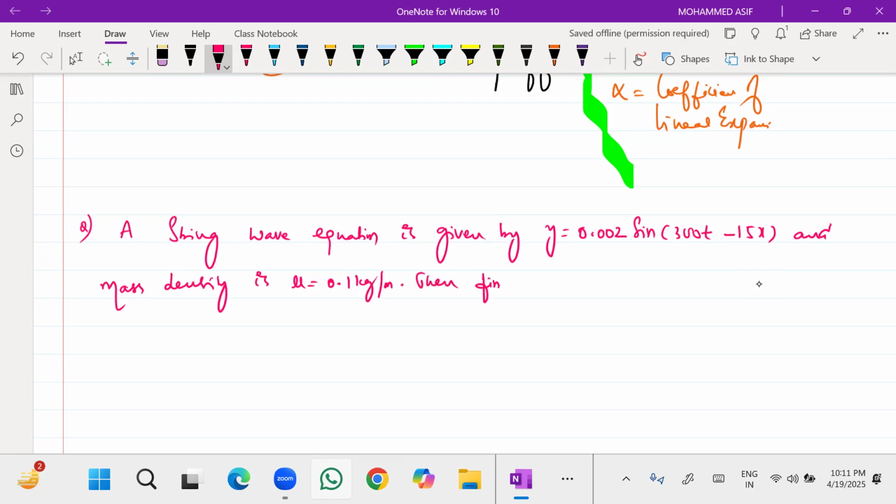Find the tension in the string. I'm giving the options: 13 Newton, 20 Newton, 40 Newton, 45 Newton.